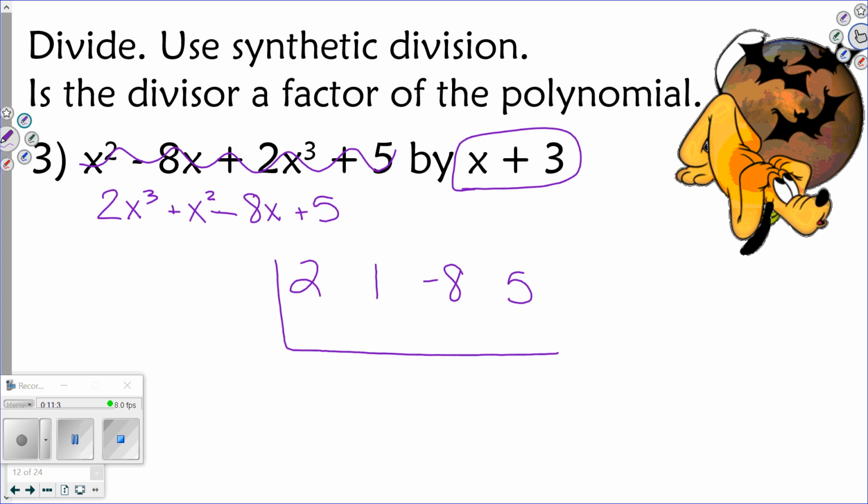All right, I'm dividing by x plus 3. So what does x equal? X equals -3. So that's what goes over here. So that 2 that's first, I'm still going to drop that straight down. Go ahead and try to finish it.